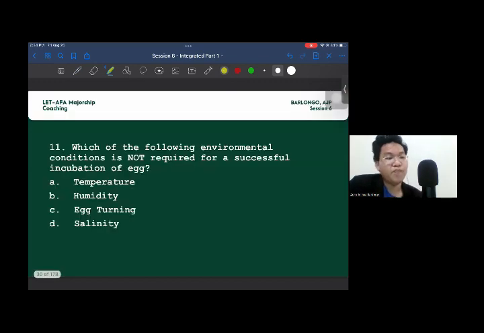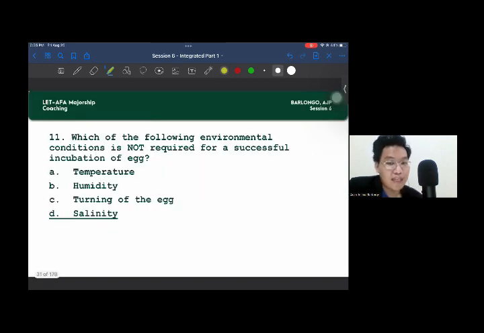Number 11. Which of the following environmental conditions is not required for a successful incubation of egg? So A, temperature, B, humidity, C, egg turning, or letter D, salinity. So nasa egg production na to. So the answer for this one is letter D, which is yung salinity.